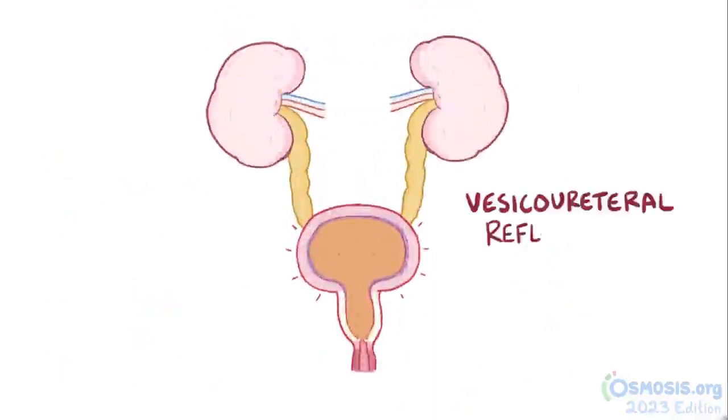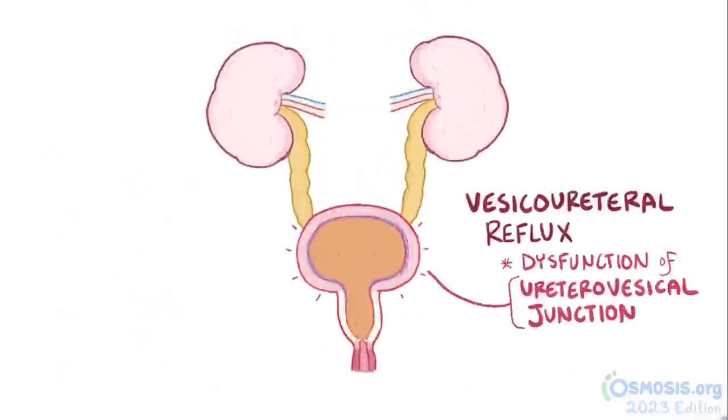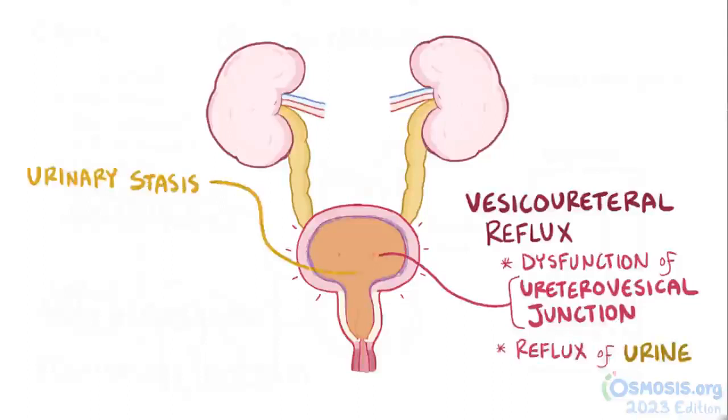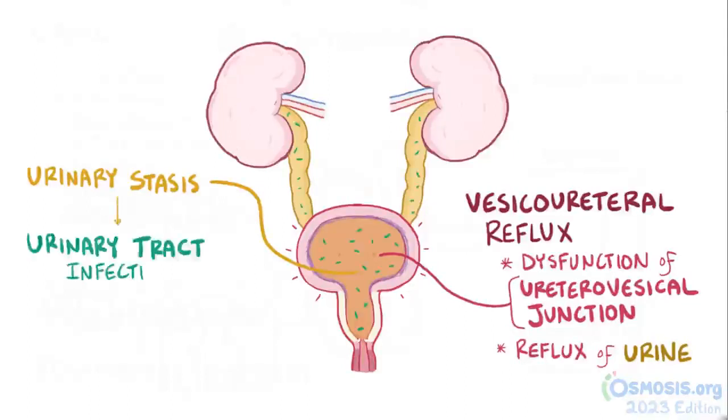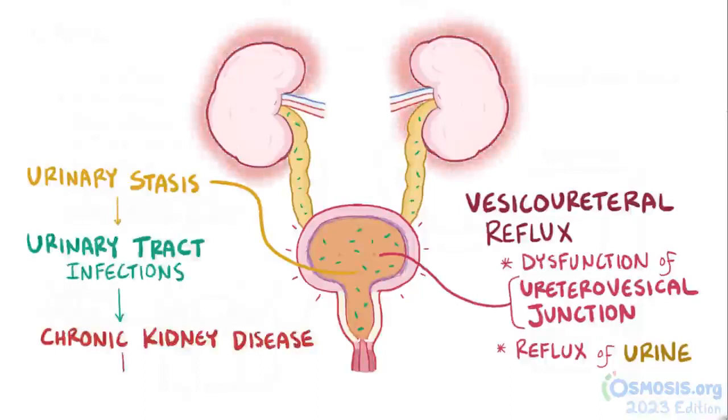Another complication of PUV includes vesicoureteral reflux, since increased bladder pressure can also lead to dysfunction of the ureterovesical junction, where the ureters enter the bladder, which results in reflux of urine back up into the ureters and the kidneys. PUV also causes urinary stasis, which can allow bacteria to get into the urinary tract and cause a urinary tract infection. Over time, recurring infections and injury to the kidneys can lead to chronic kidney disease, which might progress to end-stage renal disease.